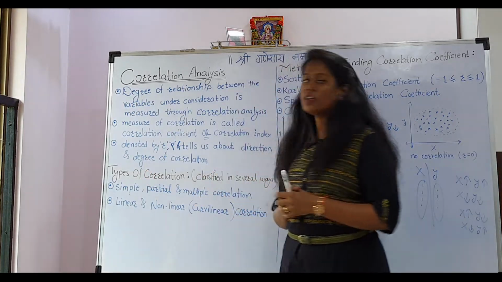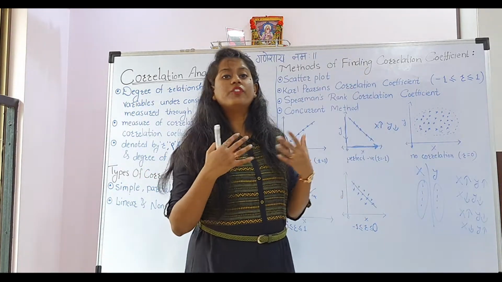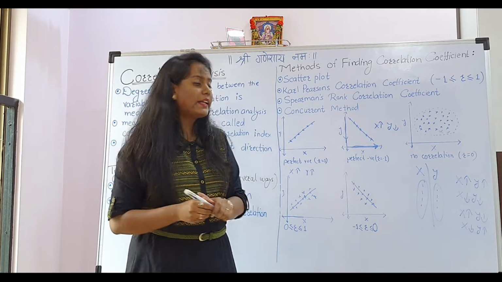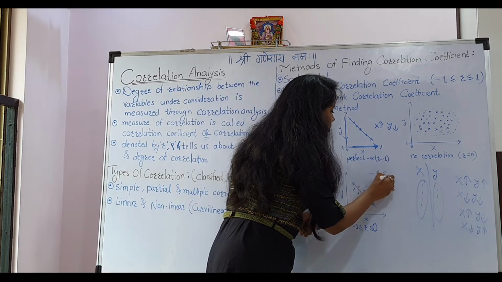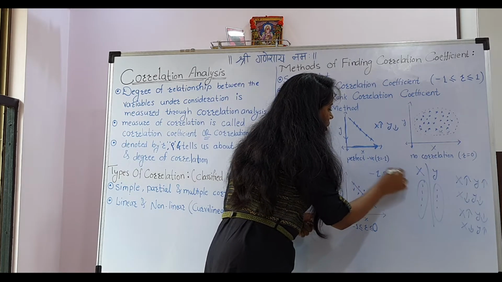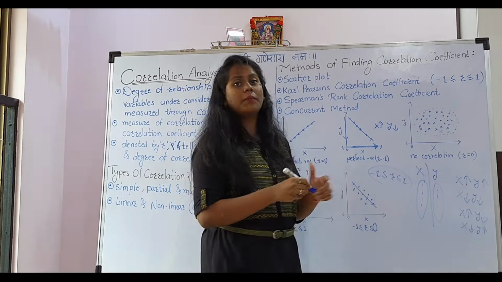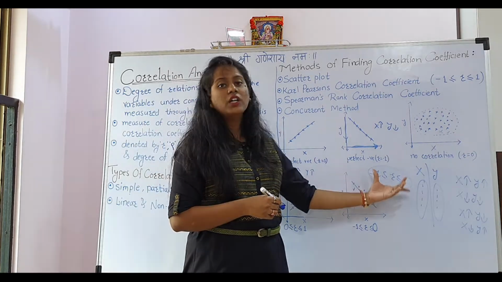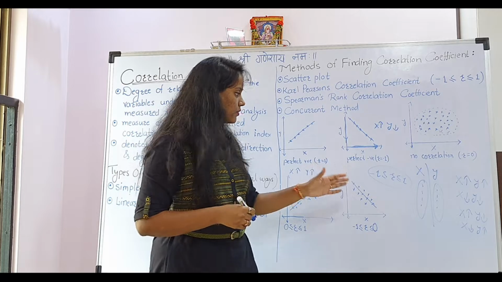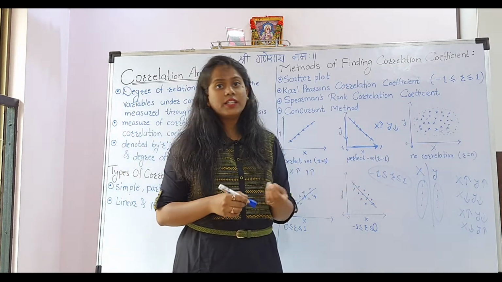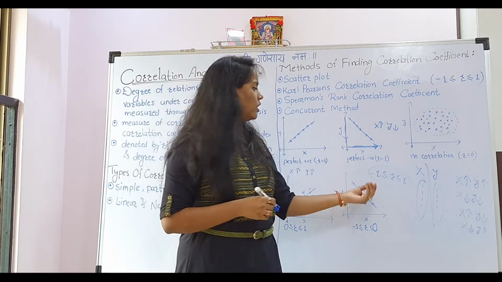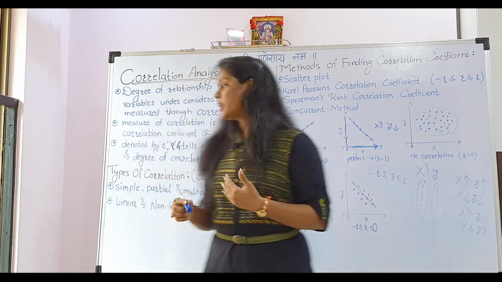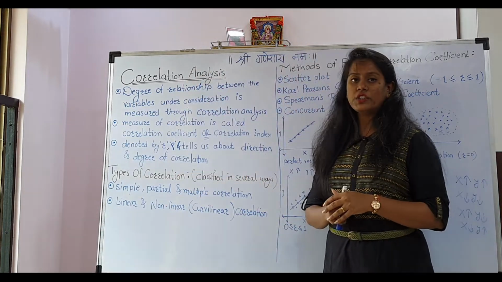Then the degree of a correlation. Here we are going to measure the correlation coefficient, and it lies in the range -1 to +1. So here we come to know about the strength, the degree of the relationship between the two variables. The exact interpretation of each value between -1 and +1 we will discuss in some time. Then the types of correlation.